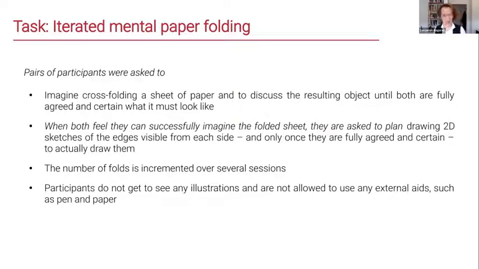Pairs of participants are asked to imagine cross-folding a sheet of paper and to discuss the resulting object and what it looks like until they are both fully agreed and certain. And then when they both can successfully imagine it, they are asked to plan, drawing 2D sketches of the edges that are visible from each of the sides. And only once, again, only once they are fully agreed and certain, to then go ahead and actually draw them.